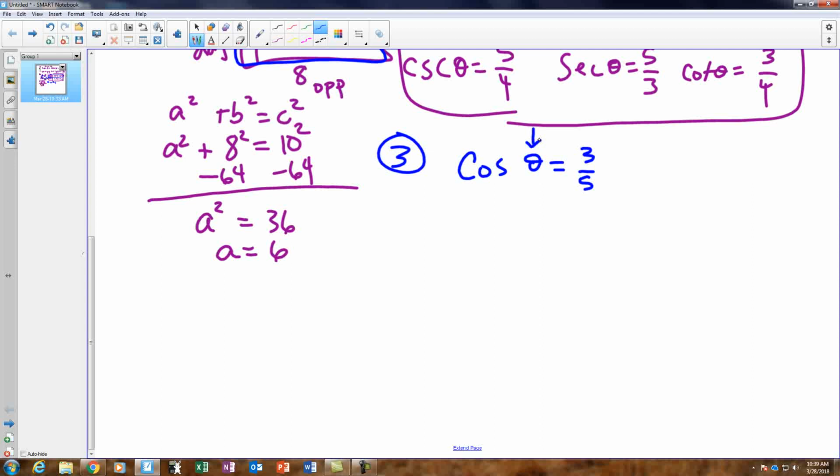How do we get theta alone? To remove a cosine function, or any trig function, you have to use its inverse. So I'm going to cosine inverse both sides. And that should leave theta alone. So I'll grab my calculator.